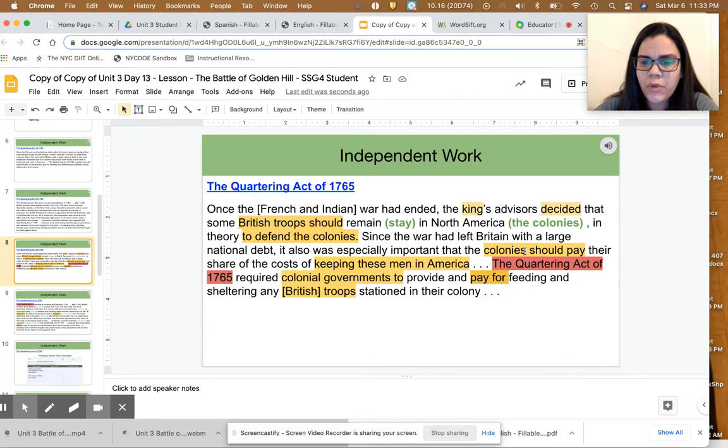Since the war had left Britain with a large national debt, it also was especially important that the colonies should pay their share of the costs of keeping these men in America.